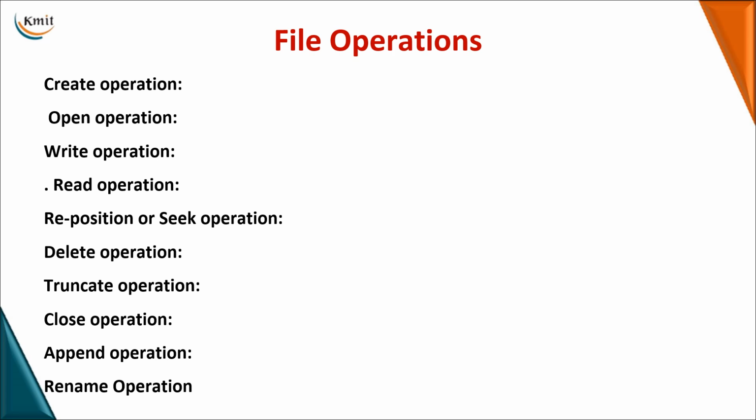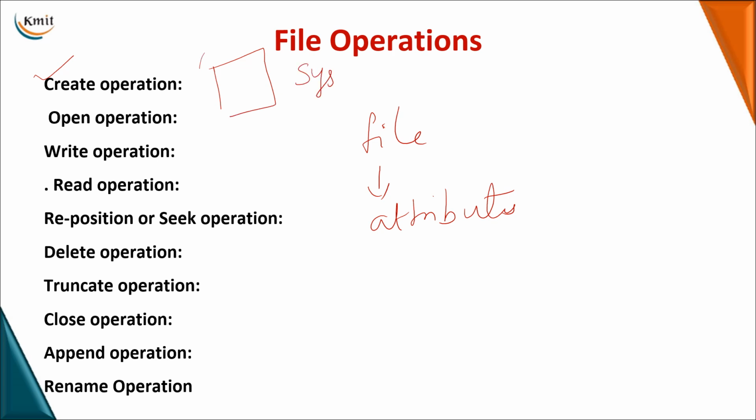Now we have seen what a file is. It's a collection of data, and we know what the different attributes associated with a file are. Now on this file, what are the operations I can perform? I can create a file. First of all, if you want to store the data into the file, you have to create a file, right? You have corresponding system calls for all these operations, which we'll be seeing in the next class.